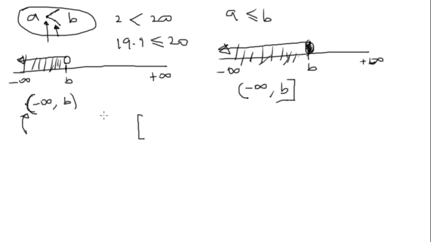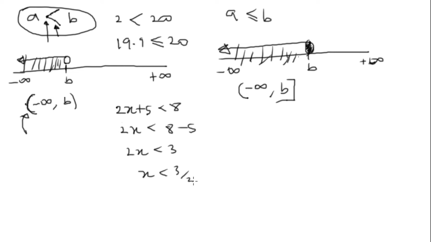Okay, now let's consider another example. Let's have a linear inequality so we can represent the answer. Let's say we have 2x plus 5 less than 8. If 2x plus 5 is less than 8, then 2x will be less than 8 minus 5. That is, we subtract 5 from both sides of the inequality. 2x is less than 3, so it implies that x is less than 3 upon 2.